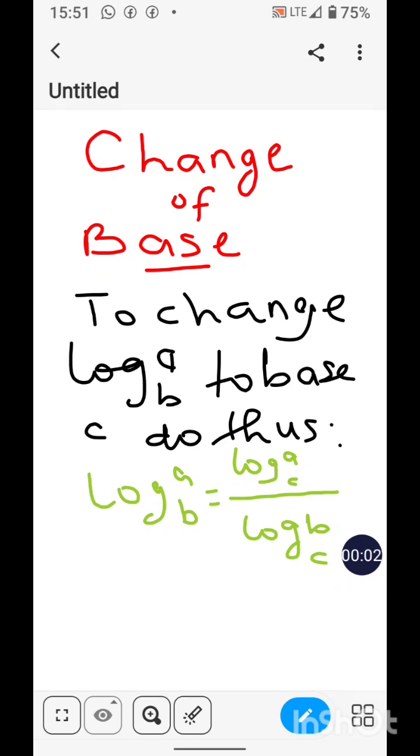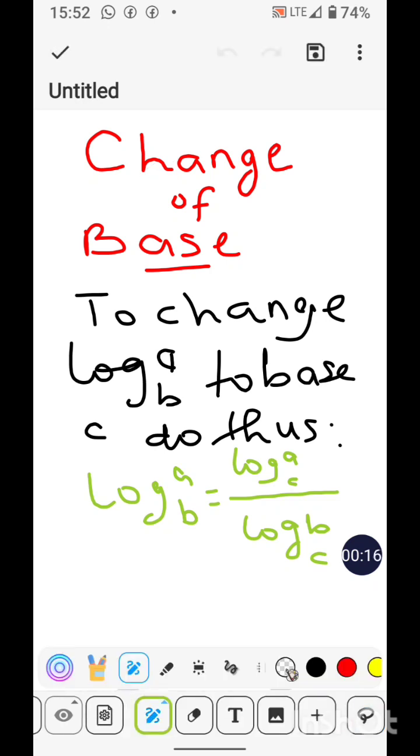Another important aspect that I would like us to look at is change of base. For example, if I have to change log a to the base b to base c, this is what we're going to do. If I'm changing the base, here is b, I want this base to be c. Look, it will be log a to the base c divided by log b to the base c.